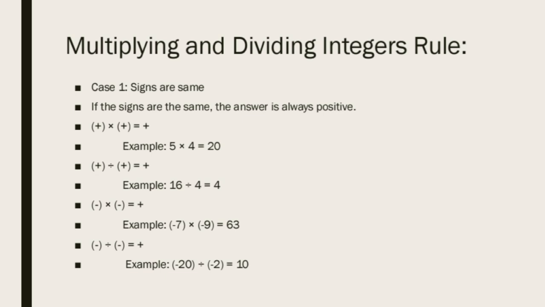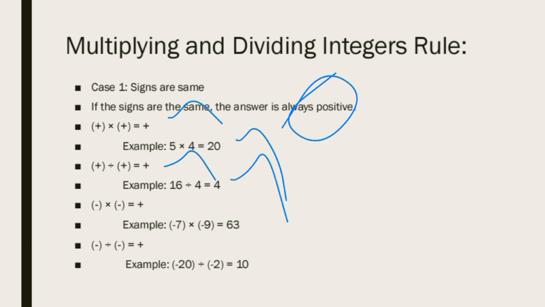Multiplying and dividing integers rule. Case 1. Signs are same. If the signs are same, the answer is always positive. Positive integer into positive integer, we get a positive integer. 5 into 4, we get 20. Positive integer divided by positive integer, we get a positive integer. Example, 16 divided by 4, we get 4.